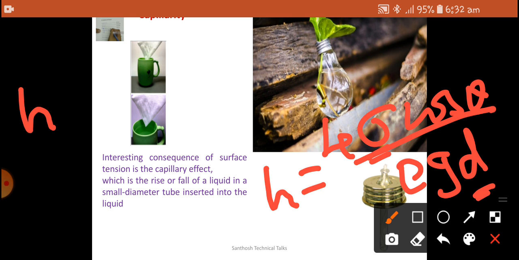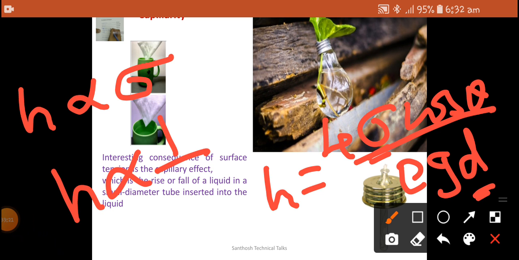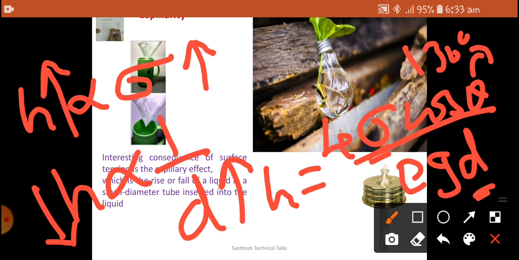The capillary height is directly proportional to the surface tension, and inversely proportional to the diameter. What you have to understand is, if the surface tension increases, the height increases. If the diameter increases, the height will decrease. This you have to understand very clearly. For mercury, the theta value is 130 degrees. For water, the theta value is 0 degrees. This you have to know well.